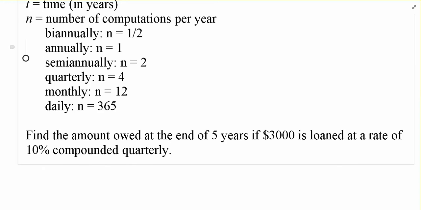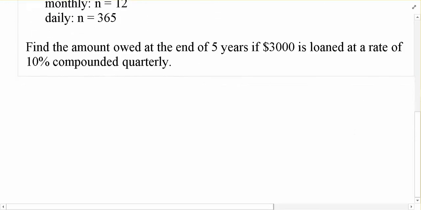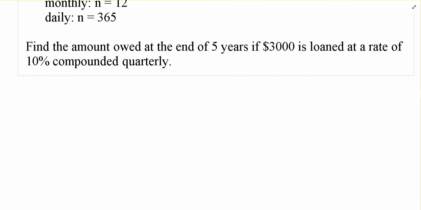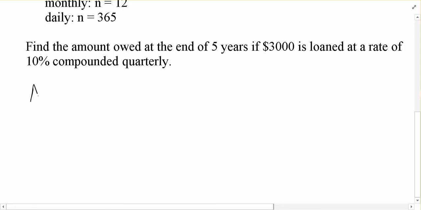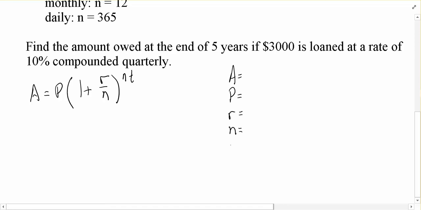So anyhow, back to our problem at hand. We're being asked to find the amount owed at the end of 5 years if $3,000 is loaned at a rate of 10% compounded quarterly. What I expect you to do in a problem like this is write out the controlling formula, which was at the top of our page. Then write out each of these variables, put a value in whichever ones you know, and then say, what am I trying to solve for?